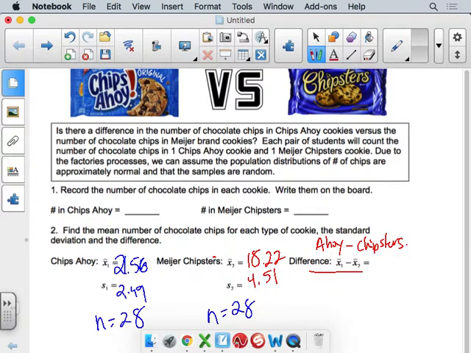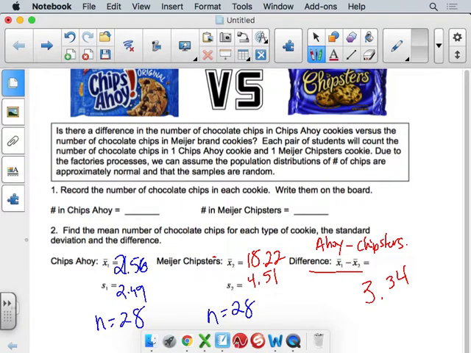Okay, so just make sure to list the Ahoy minus Chipsters. You could do Chipsters minus Ahoy, but that's what I'm gonna do. So what's the difference between them? 21 minus 18, it's like 3 something, right? 3.4. Okay, so that's our difference.